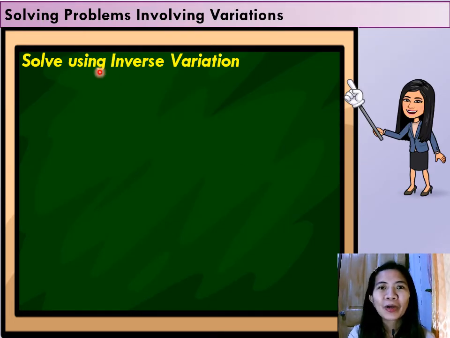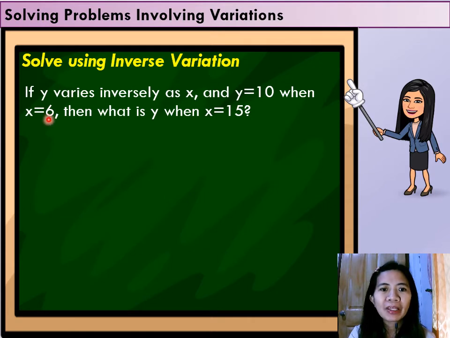So this time we are going to solve problems involving inverse variations. Given this problem, I will read. If y varies inversely as x and y equals 10 when x equals 6, then what is y when x equals 15? Now, we can say it is an inverse variation because of the statement y varies inversely as x. So what will be our equation?